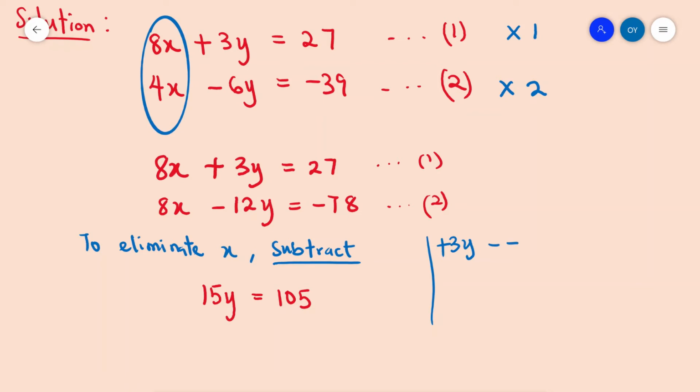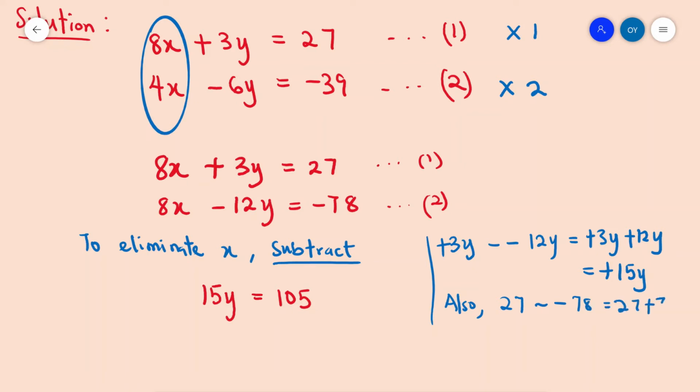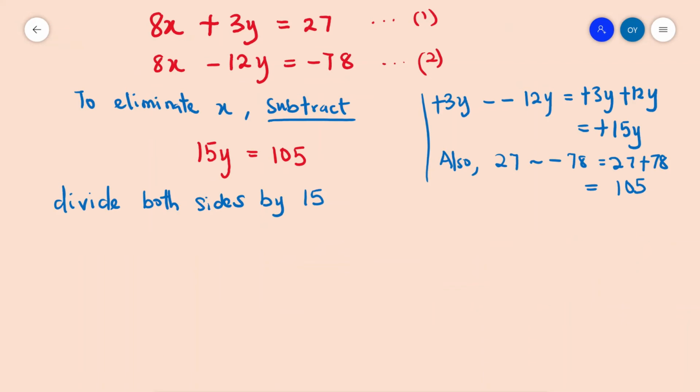And how did we arrive at this? We have 3y minus negative 12y. That becomes 3y plus 12y, and this becomes positive 15y. Also, 27 minus negative 78 gives us 27 plus 78, and this becomes 105. So now we divide both sides by 15 to obtain y.